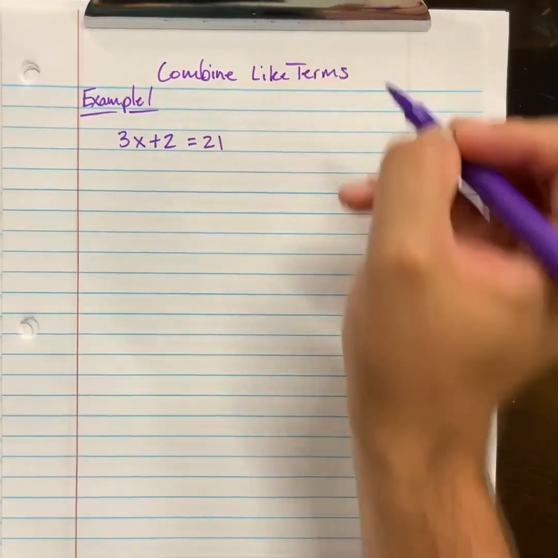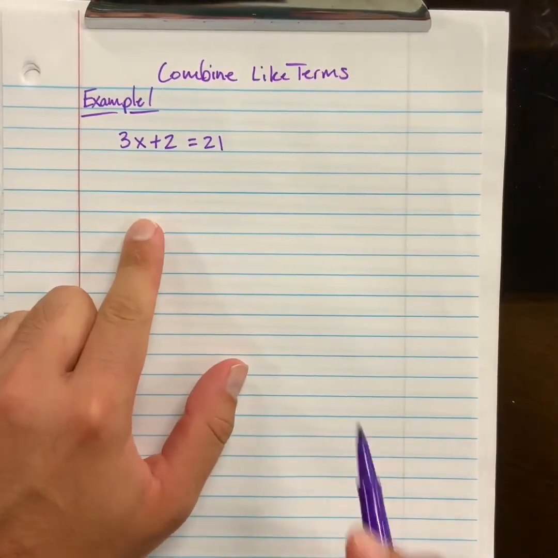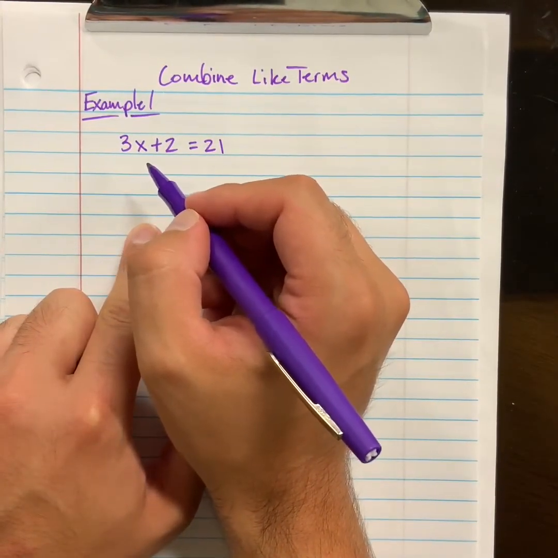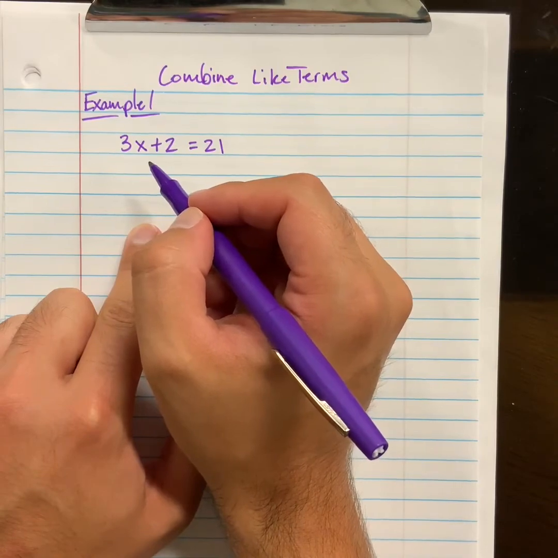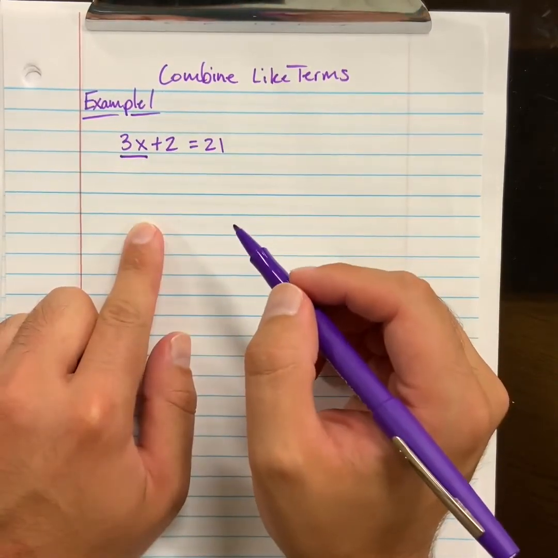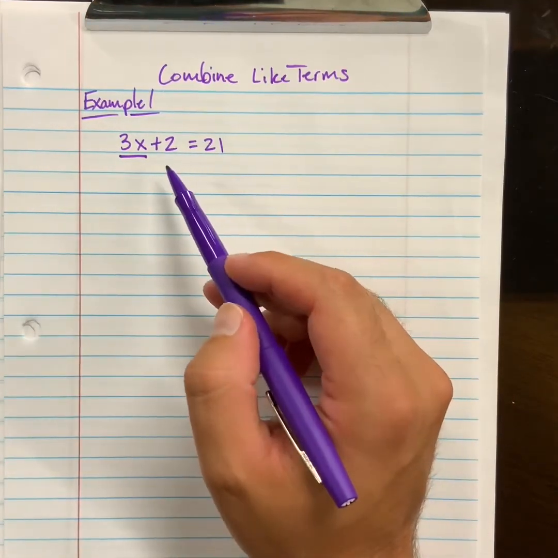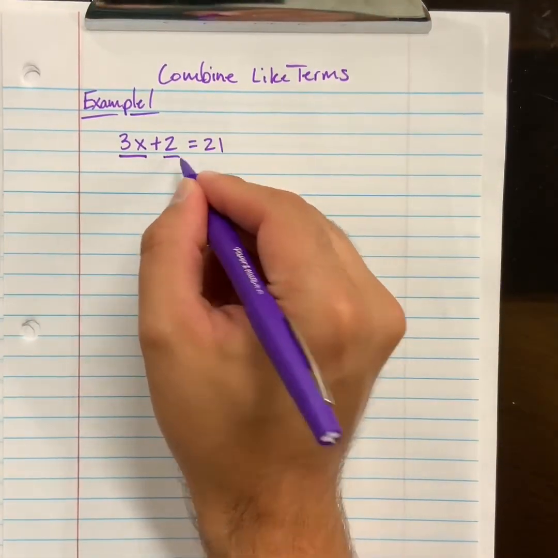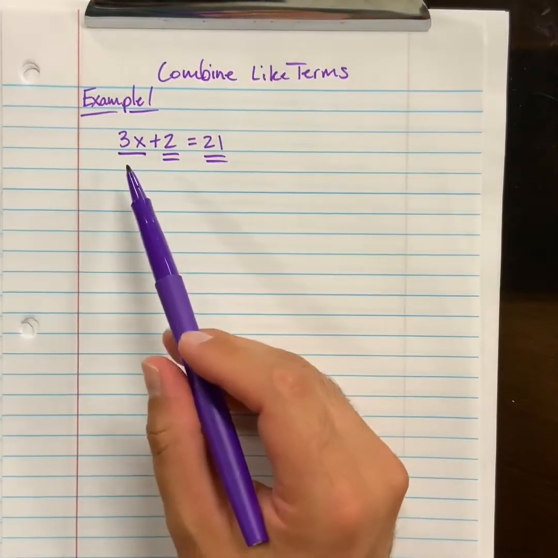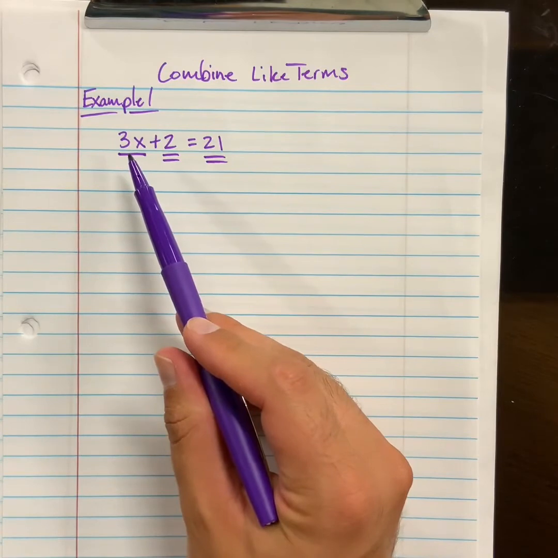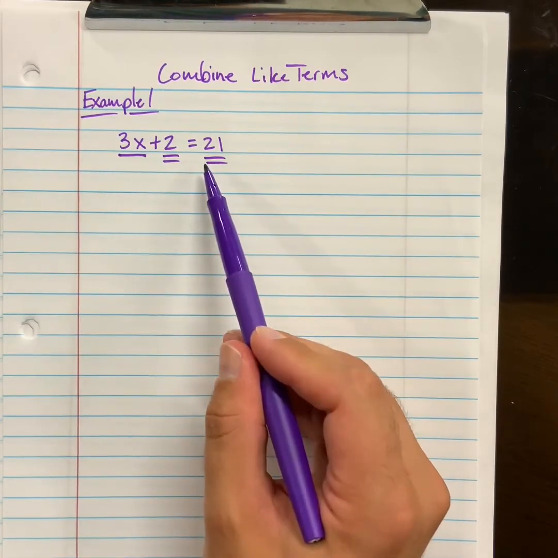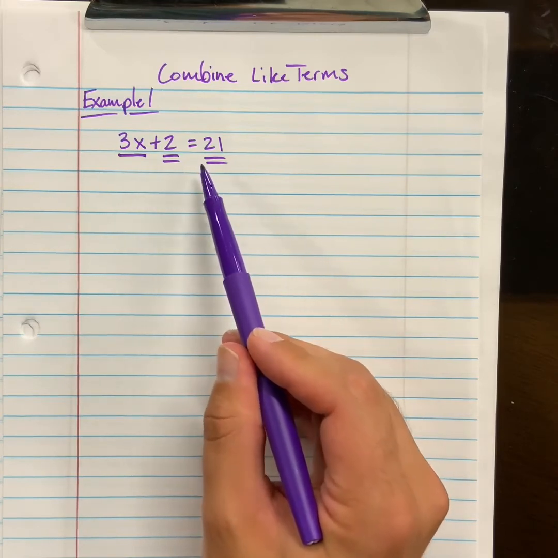Something that you might want to do is go through your problem and do maybe a single underline and a double underline underneath things that are the same or similar. So I'm going to do a single underline underneath numbers that have a coefficient, and then I'm going to do a double underline underneath all of my constants. So in this problem, we have one number that is a coefficient attached to a variable, and we have two numbers that are constants. We can combine these constants.